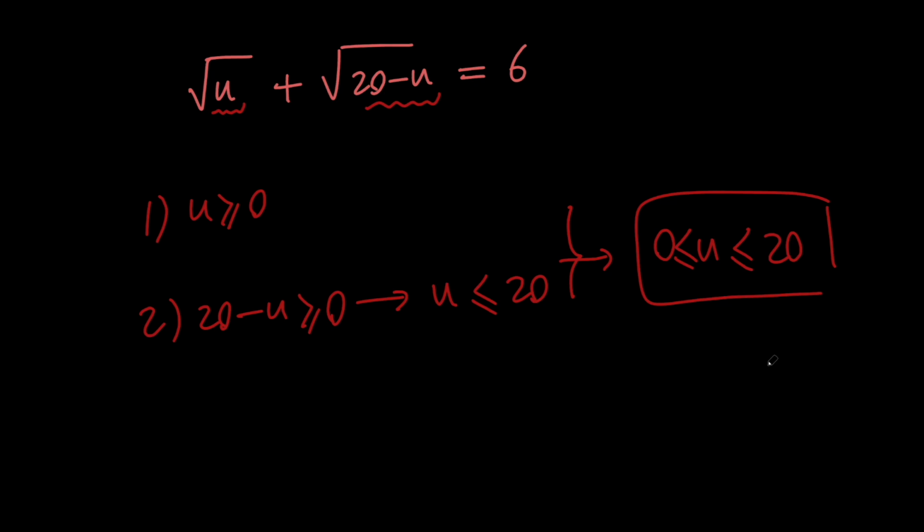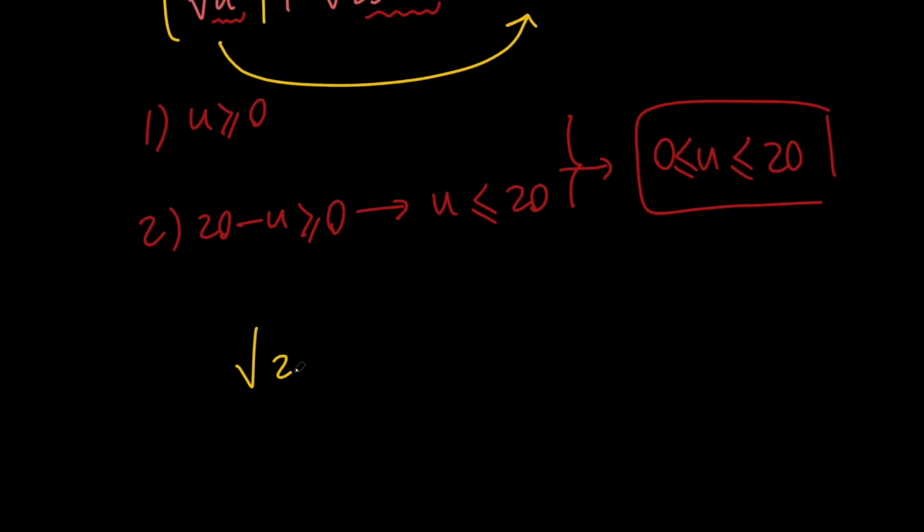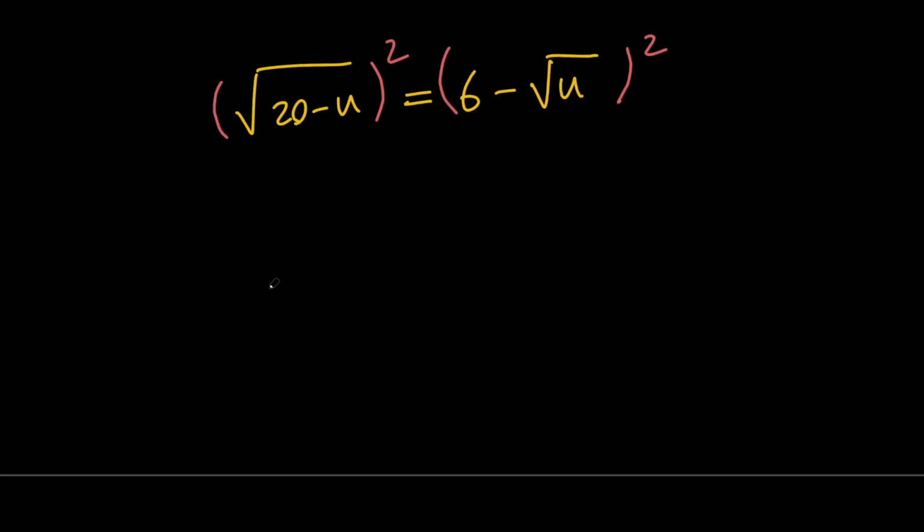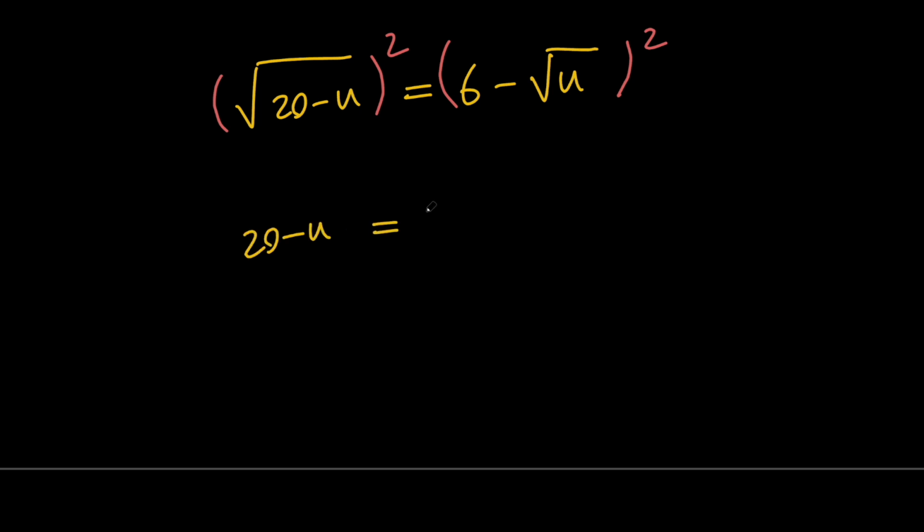And now let's go ahead and solve this for u. To do that, let's move this to the right-hand side to isolate this radical expression. So we have the square root of 20 minus u equals 6 minus the square root of u. Next, in order to get rid of the radical on the left-hand side, let's square both sides. So we're going to get 20 minus u equals 36 plus u minus 12 times the square root of u.